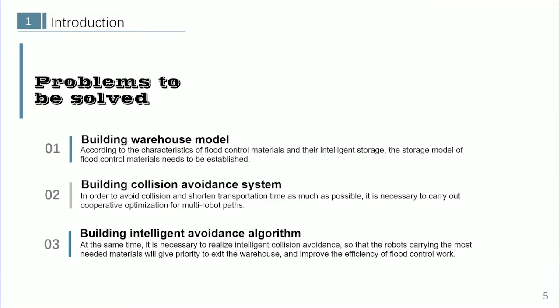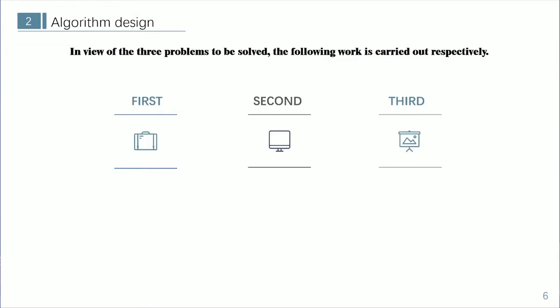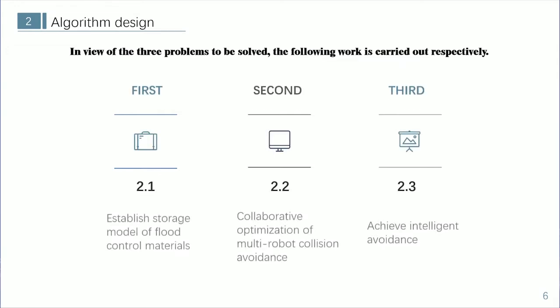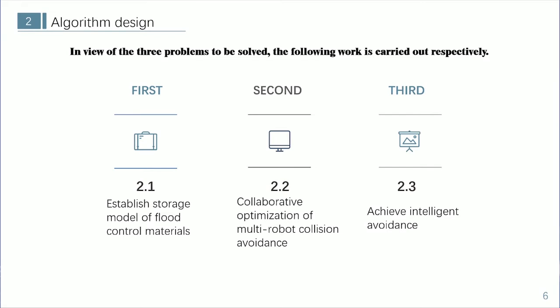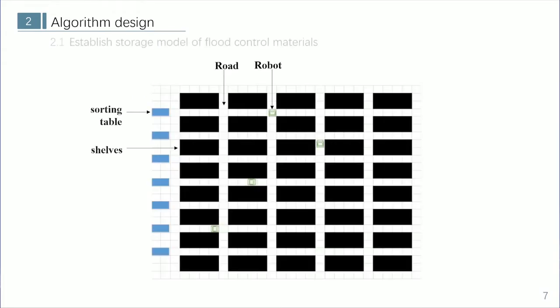The 3 problems to be solved in this article are building a warehouse model, building a collision avoidance system, and building an intelligent avoidance algorithm. In view of the 3 problems to be solved, the following work is carried out respectively. They are establishing a storage model of fluid control materials, collaborative optimization of multi-robot collision avoidance, and achieving intelligent avoidance.